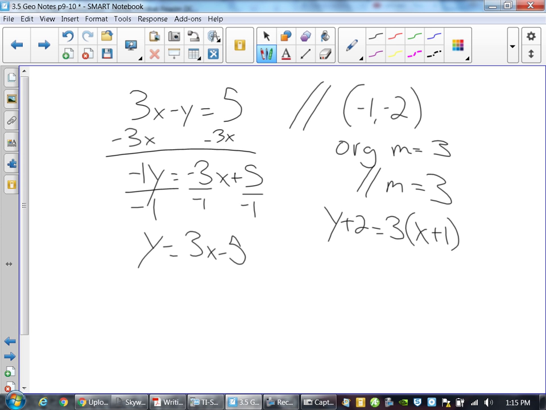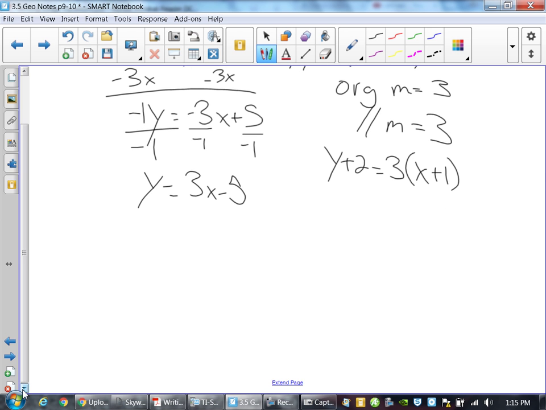Distribute out. We get y plus 2 is 3x plus 3. And then subtract the 2. What's the next test? You all right? Is it redoing this class?